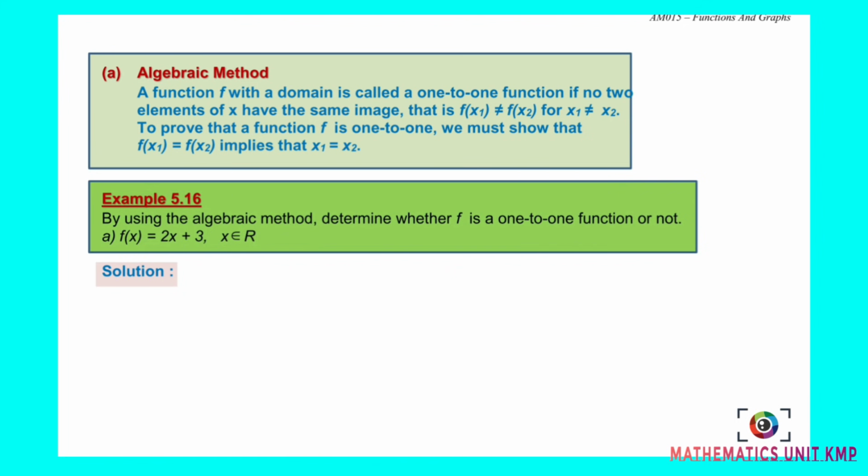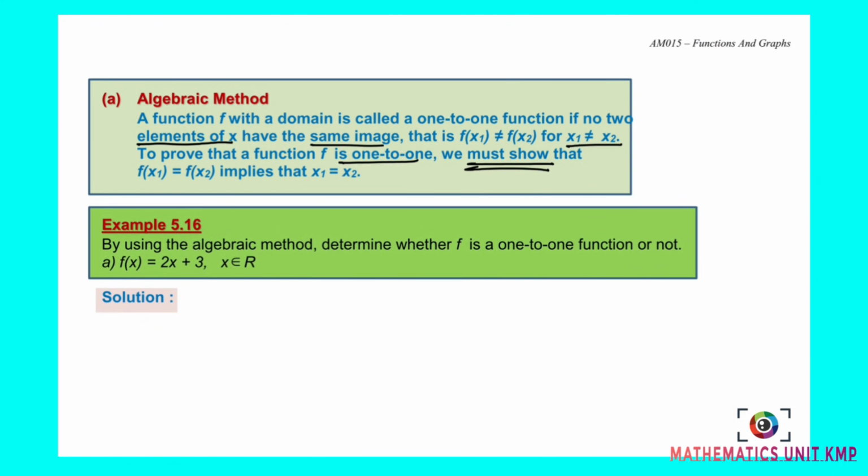A function f with a domain is called a one-to-one function if no two elements of x have the same image. That is, f(x1) cannot equal f(x2) for x1 not equal to x2. To prove that a function f is one-to-one, we must show that f(x1) = f(x2) implies that x1 = x2. What does it mean here? To show a one-to-one function, we need to start off with f(x1) = f(x2), then perform a calculation, making sure we get x1 = x2. If we find this, then we can conclude that this is a one-to-one function. Other than this, the function is not one-to-one.